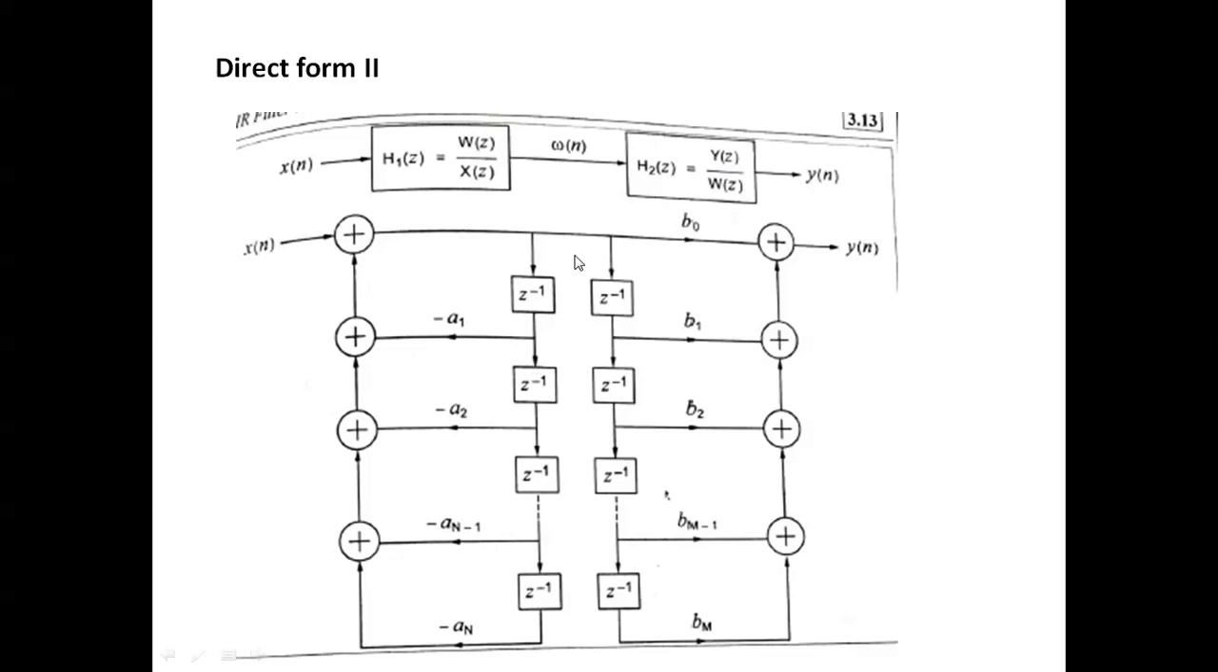In direct form 1, the center is the addition part, and the left and right are the delay parts, the z inverse. In this one, the center part is z inverse, and the left and right are the addition parts.